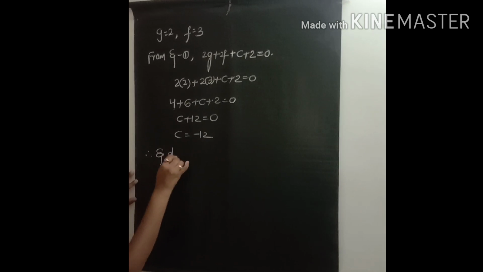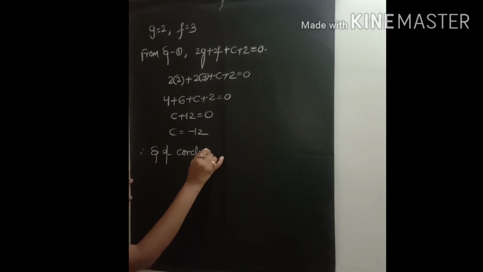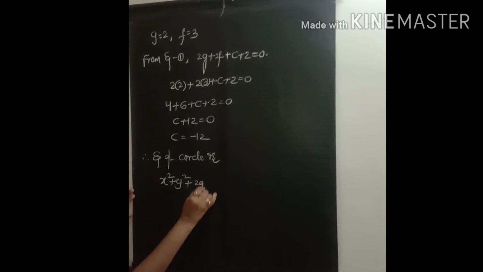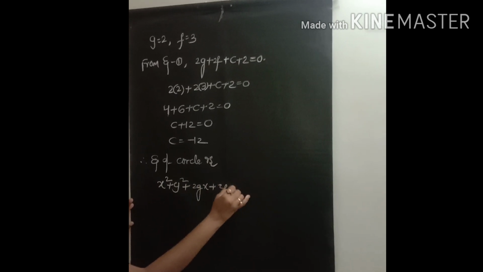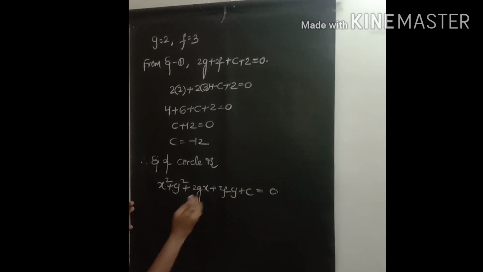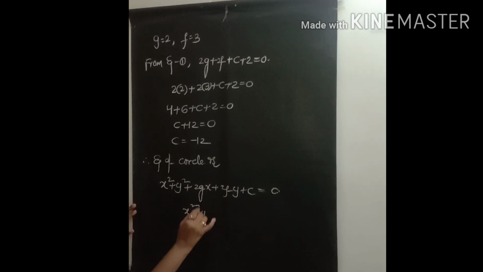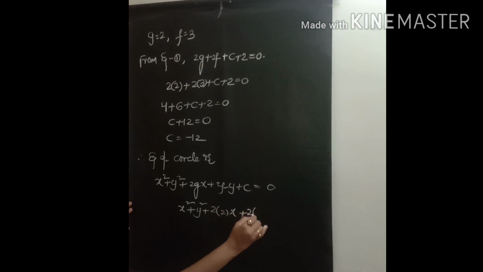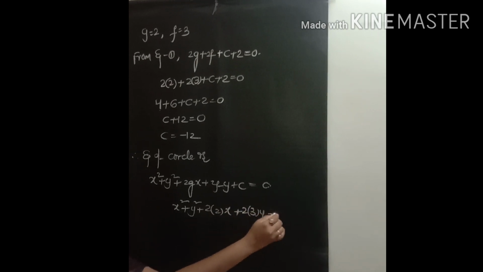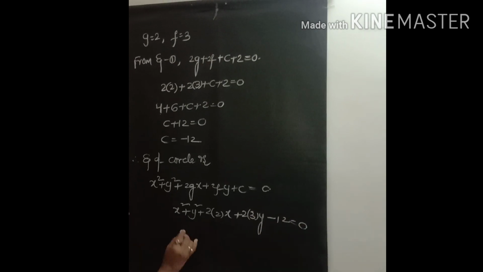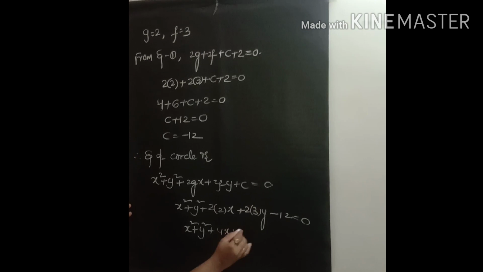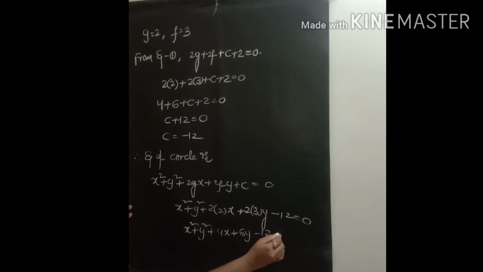Therefore, the equation of circle is x square plus y square plus 2gx plus 2fy plus c is equal to 0. That is x square plus y square plus 2 into g value, 2, into x plus 2 into f value, 3, into y minus 12 is equal to 0. That is x square plus y square plus 4x plus 6y minus 12 is equal to 0.